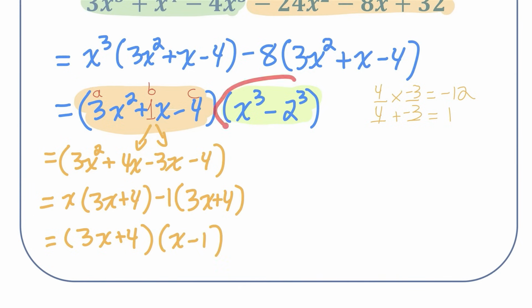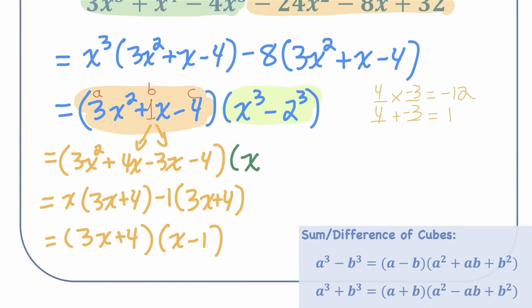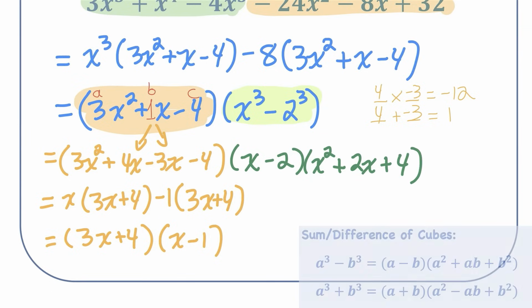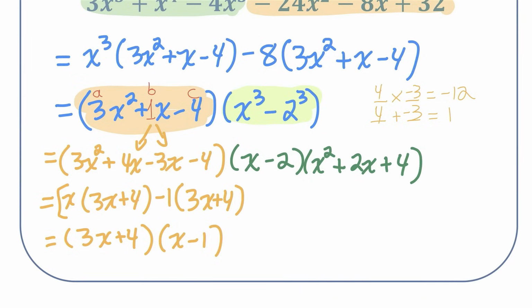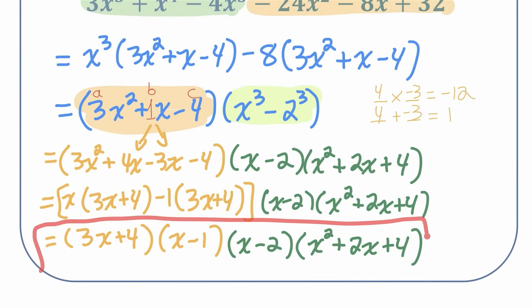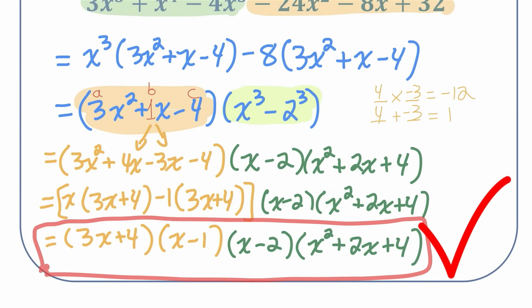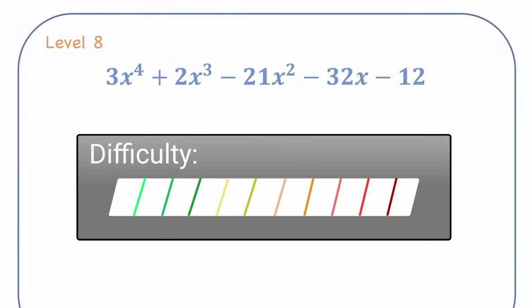I also need to include this factor that is a difference of cubes. If I follow my difference of cubes formula, I know this would be equal to x minus 2 times x squared plus 2 times x plus 2 squared, which is 4. So let me continue writing that all the way down just to make my answer complete. And here we have it. Level 7 has been fully factored. Level 8.